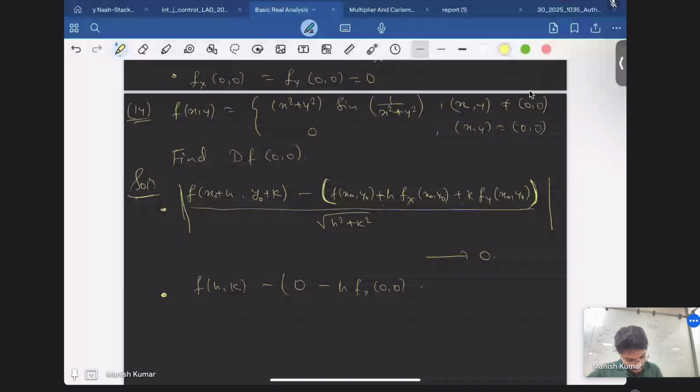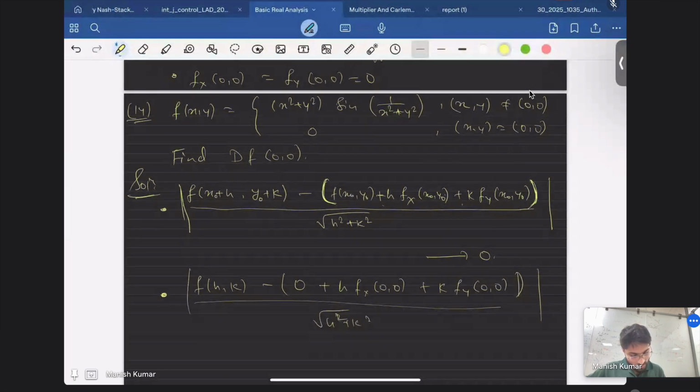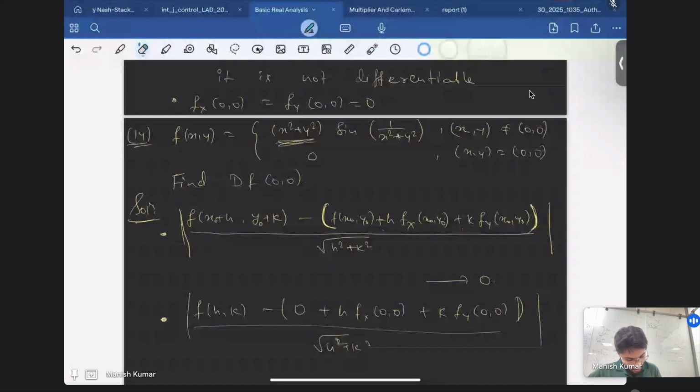Now if you calculate fx at 0, 0, what will you get? With x plus h, the h square will be here, so that would be 0. This will be 0, and again this will be 0. So you just get f of h, k, which is h square plus k square times sine of 1 by h square plus k square, and then divided by root of h square plus k square, in modulus. This is less than or equal to root of h square plus k square times 1, and I know this goes to 0, so this has to go to 0. So it is differentiable.